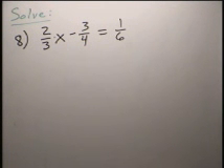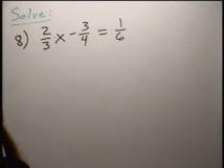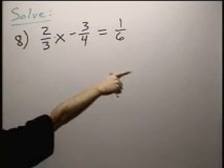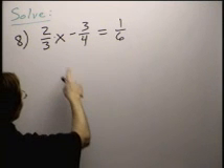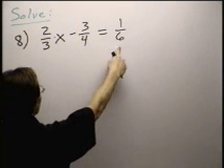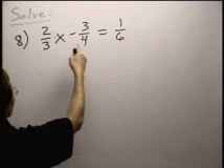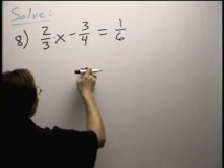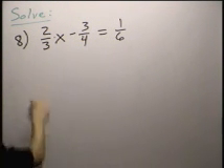In this example, we now have fractions. And there's nothing wrong with working with fractions. I could go ahead and solve this just like before. I've got an x term. I'm subtracting something from it. That's equal to a number. I could add 3/4 to both sides of the equation, and then I could divide by 2/3.